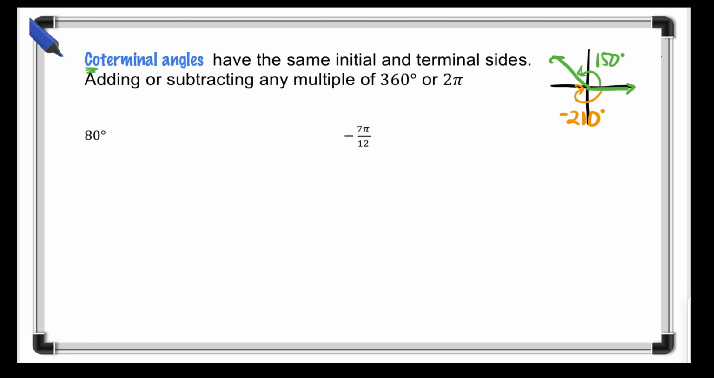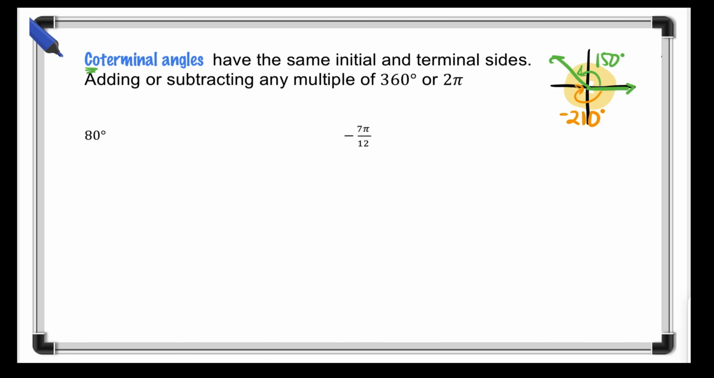So what we're really saying is I can either add or subtract any multiple of 360 or 2 pi, because what that would do is show that I can have one full rotation and then land in that same spot, or the same terminal side lands in the same spot, which means that these angles would be coterminal angles. So how do we find this with either degrees or radians?